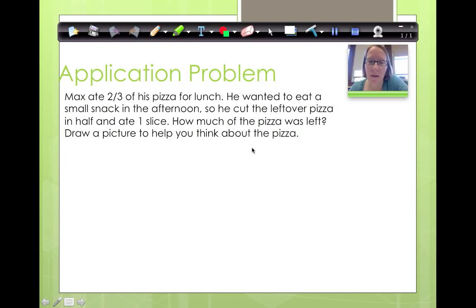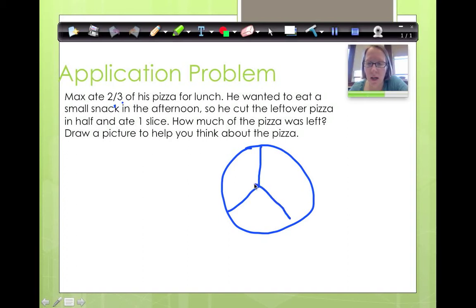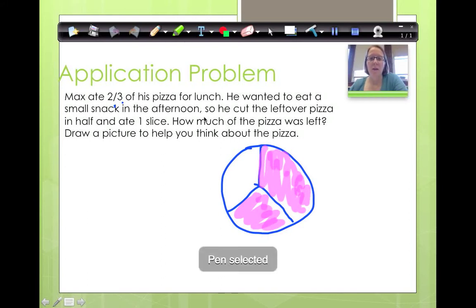Let's make a pizza. So here's Max's pizza. It says he ate 2/3 of his pizza for lunch. So let's make 2/3. So here's 1/3. Cut it into thirds. Then I'm going to show by coloring what he ate. So he ate that piece, and he ate that piece. So that's 2/3 that he ate for lunch. Okay. So then what did he do?